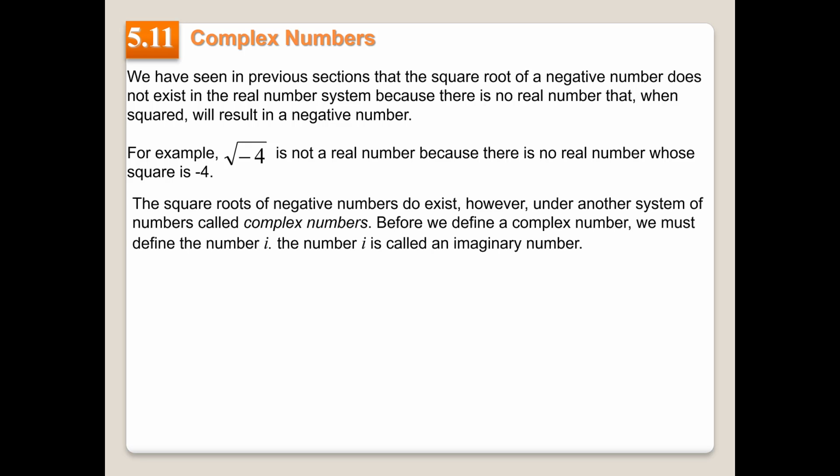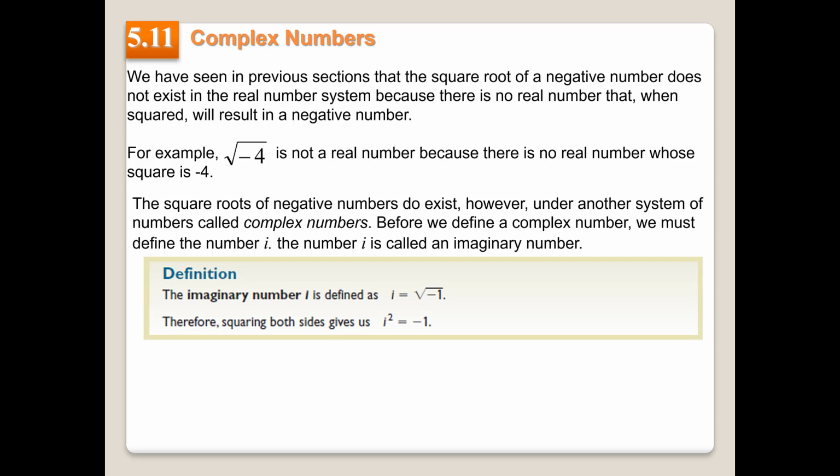The square roots of negative numbers do exist, however, under another system of numbers called complex numbers. Before we define a complex number, we must define the number i. The number i is called an imaginary number. You've probably seen this before. The imaginary number i is defined as i equals the square root of negative 1. So if you come into contact with a square root of negative 1, that is an imaginary number. It is classified as an i.